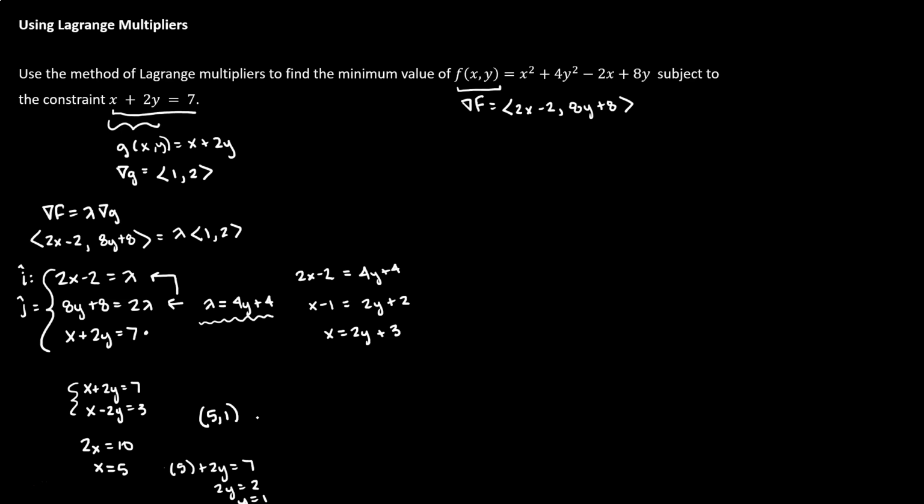This was a much more straightforward system of equations to solve. Now we just pop that into our function, f of x, y, using 5 for x, 1 for y, to find what the minimum value of our function is. And we get 27. So the minimum value of our function is 27.